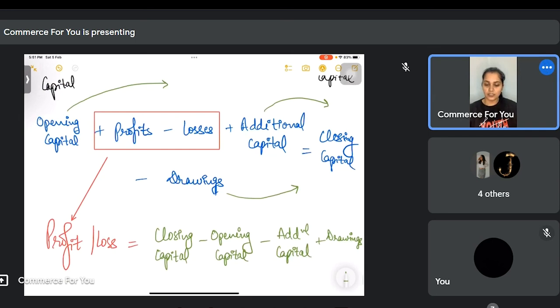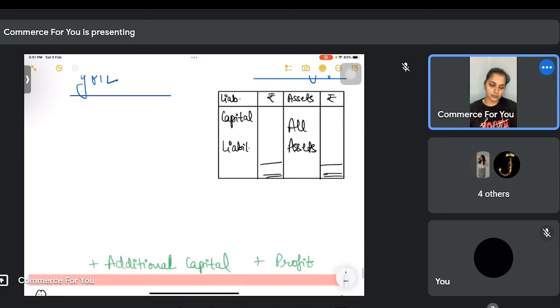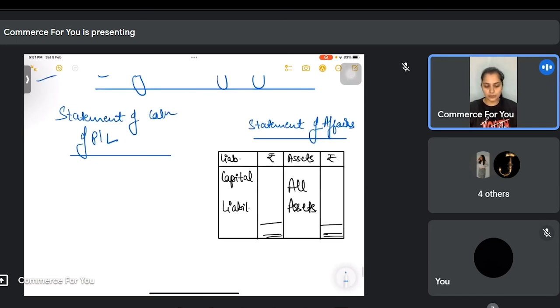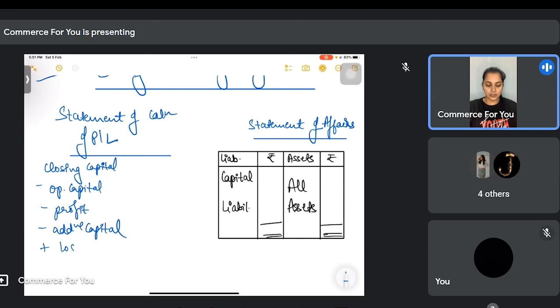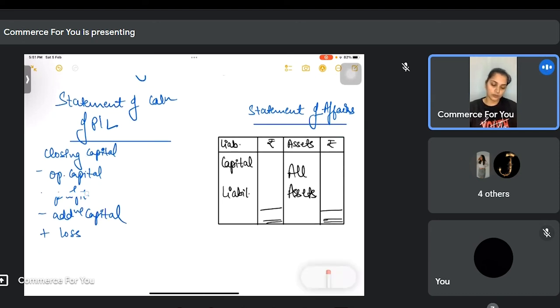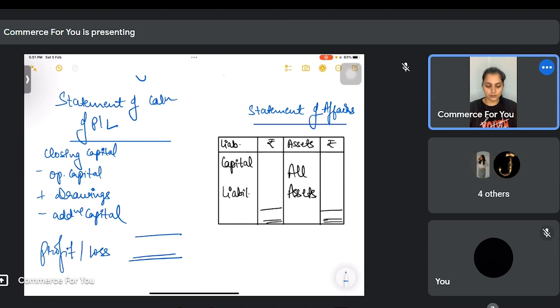This is all related. So if we want to write this in our statement form, how will you do it? You'll start with closing capital. You'll subtract opening capital, profit, additional capital. You'll add if any loss. So sorry, we need to calculate profit or loss. We are not going to adjust it here. Rather we'll be adding drawings. And after the net calculation, whatever answer comes, that will be profit or loss. Is it clear?